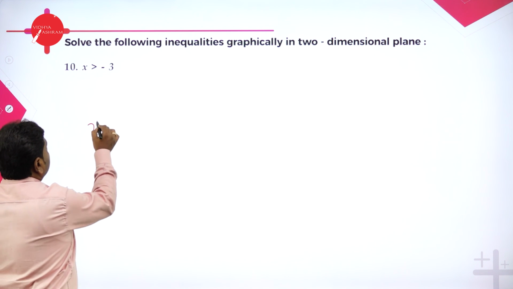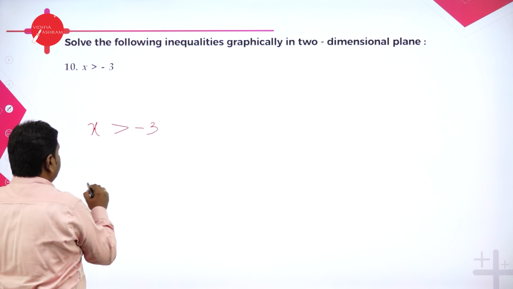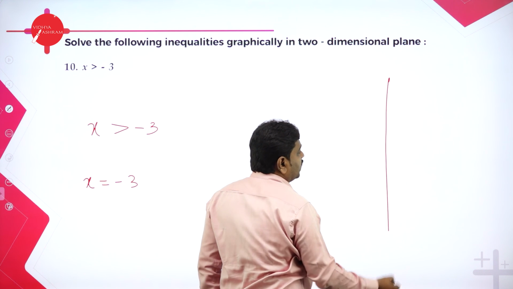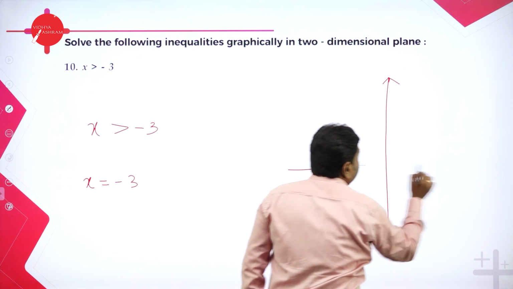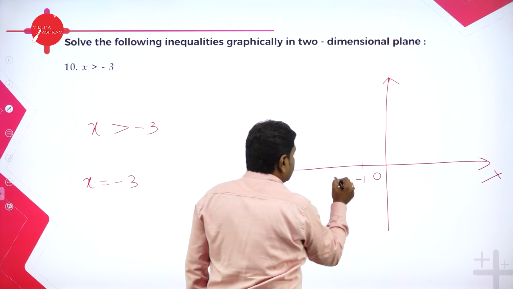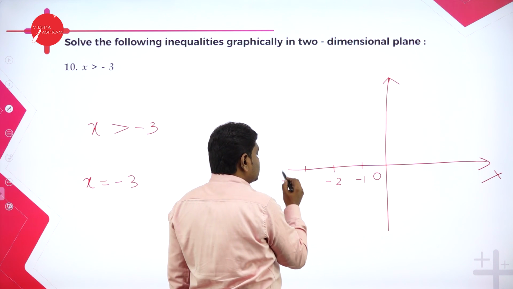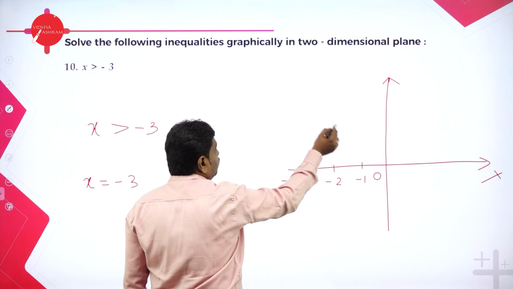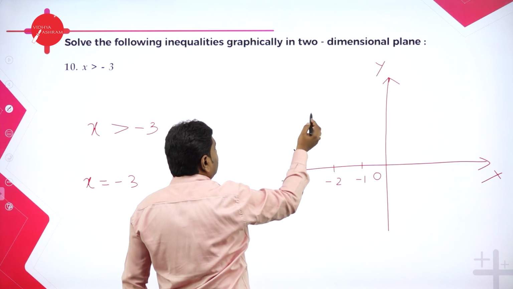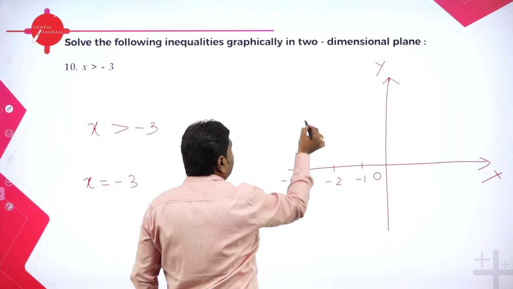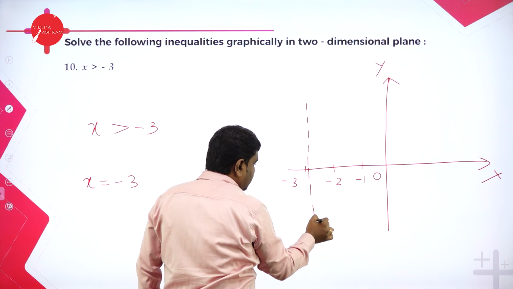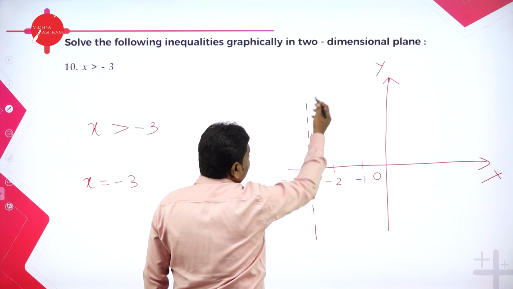Next, x greater than -3. So first I'll draw x is equal to -3. X is equal to -3 means on x-axis find -3. This horizontal line is x-axis, this is origin, 1, -1, -2, -3. On x-axis this is -3. At this I should draw a line parallel to y-axis. There is no equal to, it was strictly greater than, so I should draw a dotted line at -3. So this is x is equal to -3.